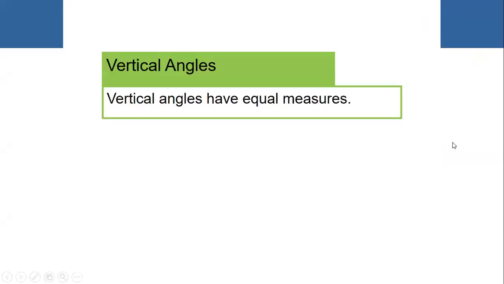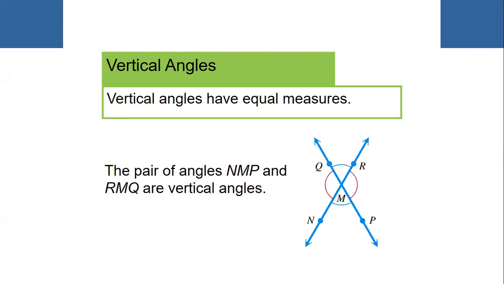Okay, vertical angles. Vertical angles have equal measures. Do y'all remember what a vertical angle is? Does that look familiar from geometry? Hopefully it does. Vertical angles are when you have two lines that intersect and they meet at a point. They share the vertex, and that means opposite angles are going to be congruent.